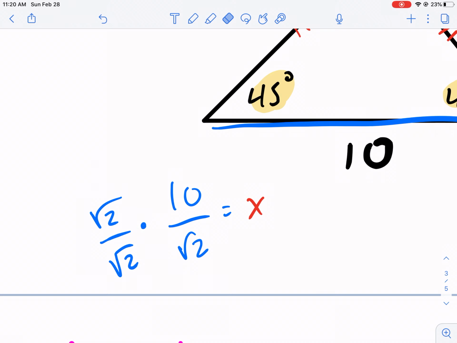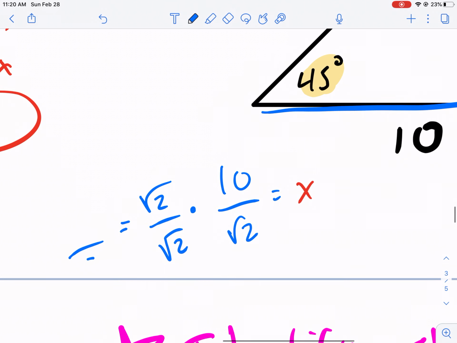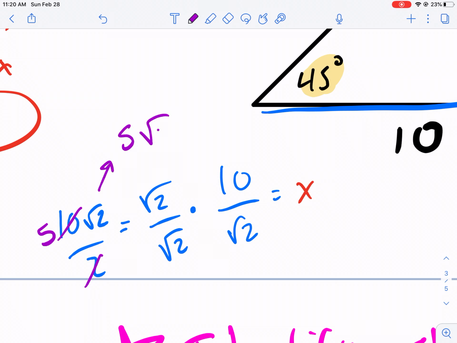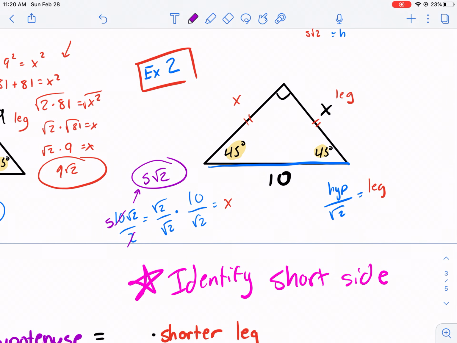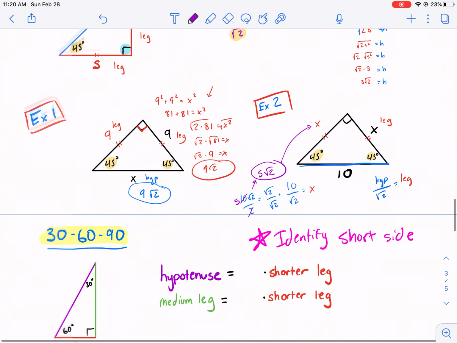Okay, I'm erasing. Now, why do we do that? Well, because we get in the denominator square root of 2 times square root of 2 is going to give us 2. In the top, we have 10 radical 2. We can simplify here by crossing out the 10 and the 2. They're divisible. And we have 5 in the top, 1 in the bottom, or just simply 5 radical 2. And that's our answer. So it goes from 10, the hypotenuse, to a leg being 5 radical 2 equal to x.